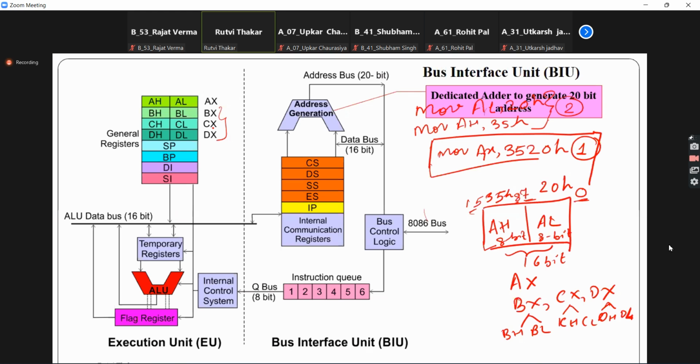Done. Understood about the 4 registers? Just the basics: there are 4, and they can be divided into 2 halves of 8 bits, AH and AL, the higher part and the lower part.